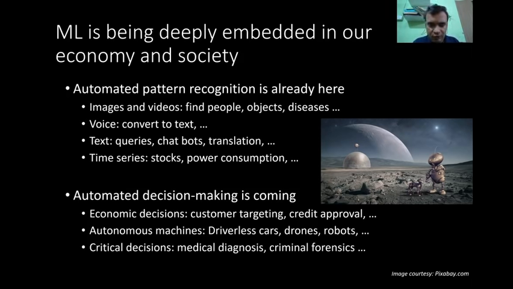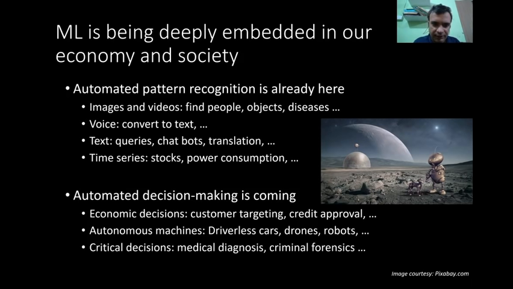Some of the things that are going to come in the near future that are not there yet are related to automatic decision making. That's the next frontier in machine learning, and powered by machine learning. There are other subsets or sub disciplines within machine learning that are working towards that. So these would be economic decisions such as customer targeting, credit approval. Some of this is already using machine learning, but simpler models for now.